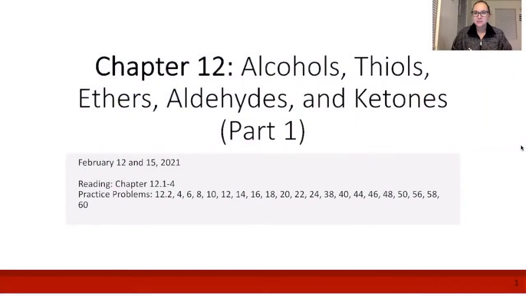Hey guys, you made it through one chapter, so let's go ahead and start the next. In chapter 12, we'll be talking about alcohols, thiols, ethers, aldehydes, and ketones. A good chunk of our functional groups. We're going to be looking into their properties, how to name them, and some reactions with them. So this particular lecture is the first part of chapter 12. It'll be 2 days worth of lecture material.